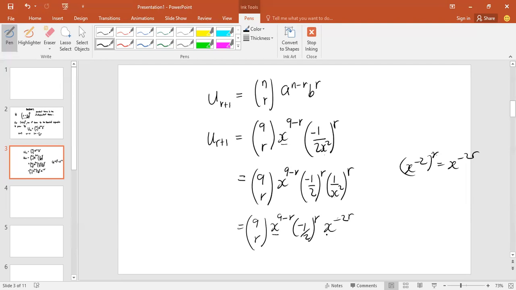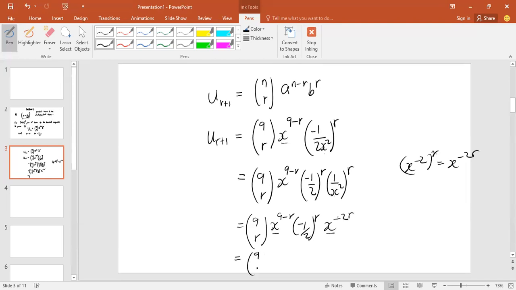Now, these two are like terms, so what we can do is put them together. So we have 9 combination r, and this doesn't have x, so we can write it just next to that, negative 1 over 2 raised to the power r. Then these two are multiplying, laws of indices. When you are multiplying two indices of the same base, you add the powers. So it will be x to the power 9 minus r, then when we add that, it's going to be minus 2r.